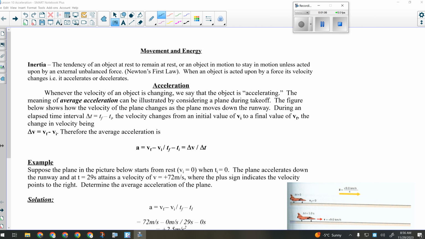So right now, this desk right here, what is it going to do? It's going to stay there. That's Newton's first law. Newton's first law says that an object at rest will remain at rest unless acted upon by an external unbalanced force. Are there any forces acting on this desk?